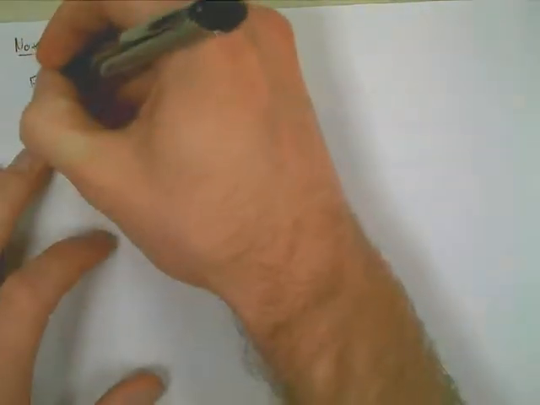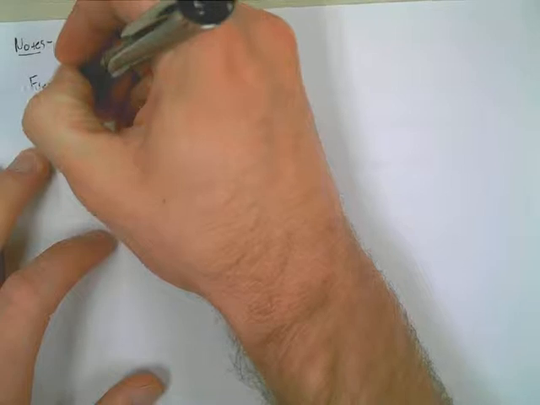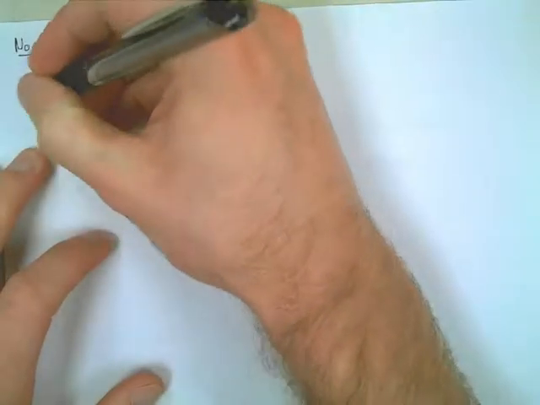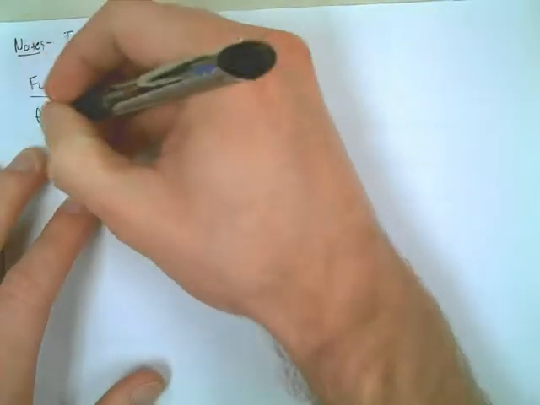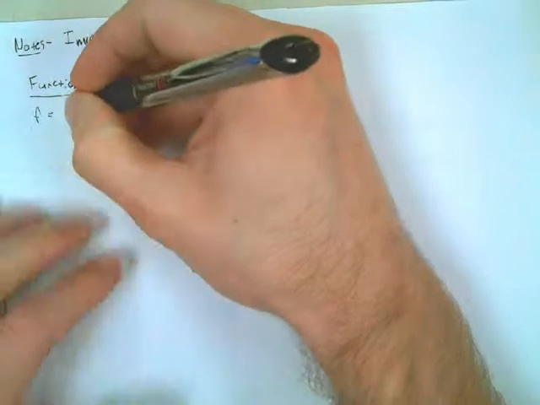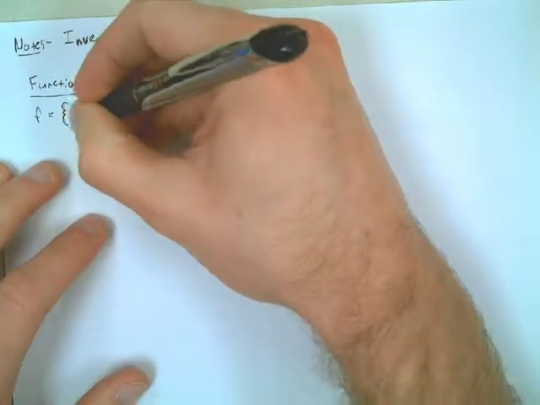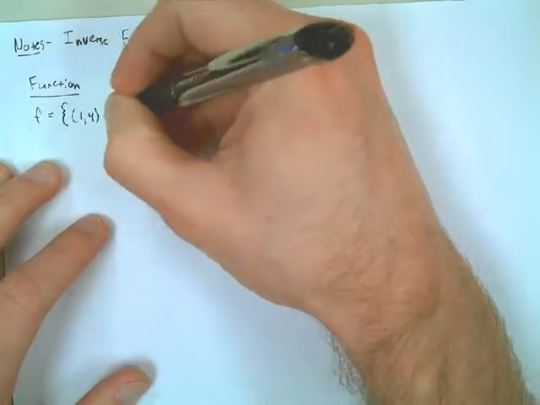All right. So a function, in a very basic sense, is just a relation between two groups of things. Typically in mathematics, we see that as a set of ordered pairs.